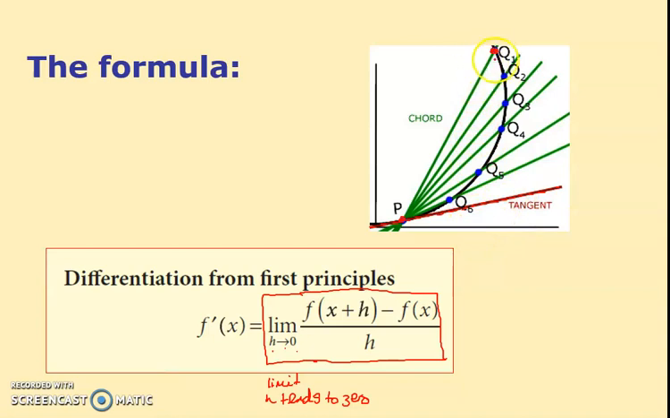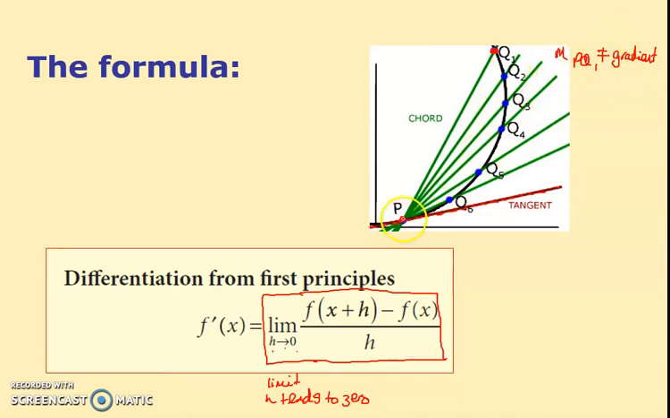Now, I'm trying to find a better method than that, but my first guess, look at this, PQ. If I found the gradient of this line, it's really quite steep, whereas the gradient of my tangent really isn't that steep at all. So actually, my gradient of PQ, if I found PQ1, as it's called here, it's not very good as an estimate of my gradient.